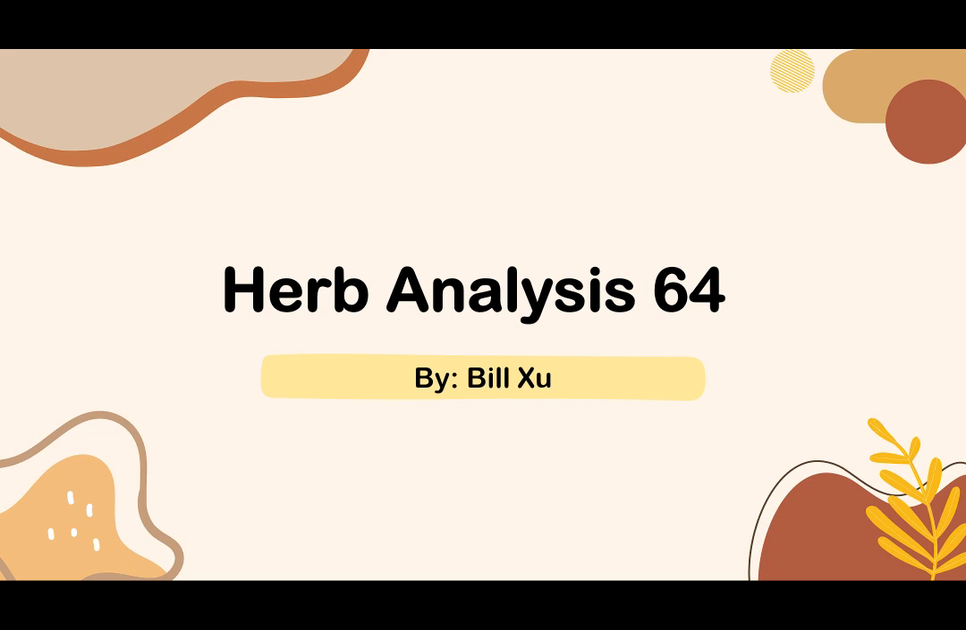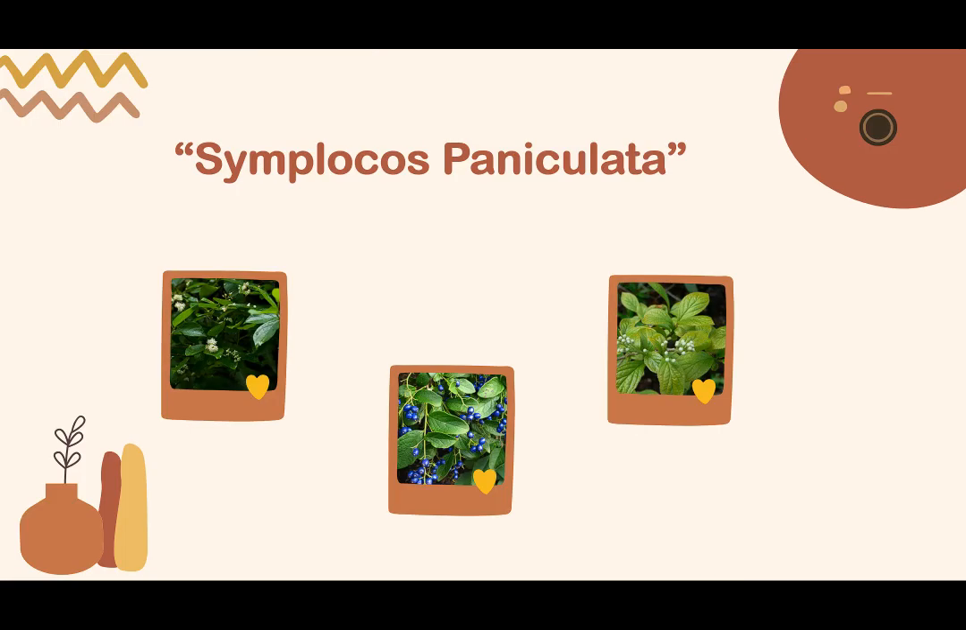In today's session, we are going to talk about the herb called Symplocos paniculata, or SP for short. Okay, so let's look at the figures of SP. The left, middle, and right figures are all SP, but do you detect any difference between them? Yeah, the main difference is the color of the fruit.